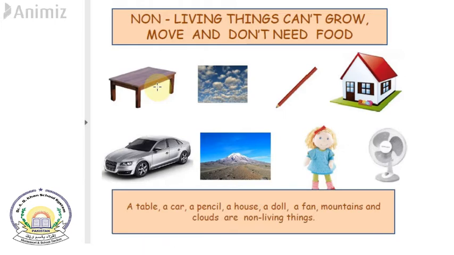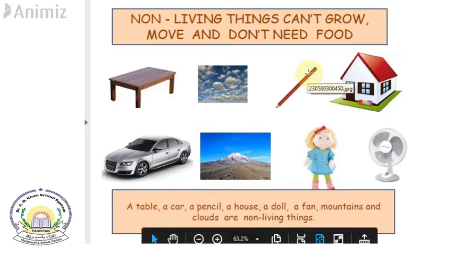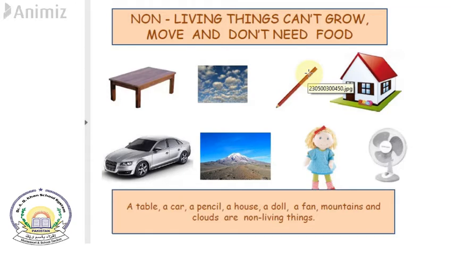A pencil is man-made. For example, it does not grow, it does not need food, and it can't move. Clouds, mountains, houses, a fan, a car, a doll, a computer, a laptop, a mobile phone, a book, or a chair, all these are non-living things because they do not require food, water, and air, and they cannot move by themselves, reproduce, or grow.